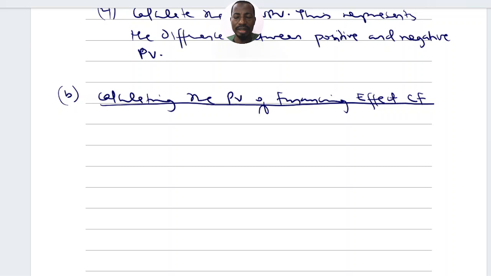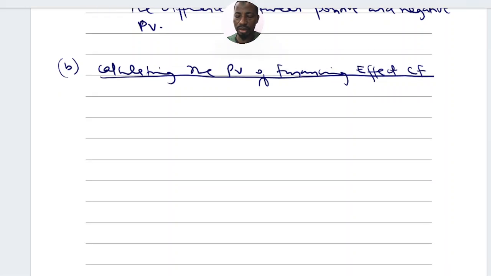Therefore, let's determine PV of financing effects. There are 3 stages of calculating PV of financing effects. However, I will add additional 2 variables, making 5 steps. And each of the last 3 steps has its own underlying procedures. Therefore, when you want to compute the adjusted present value, the first thing you need to do is to ascertain the discount rate to be used for the financing effect cash flows.